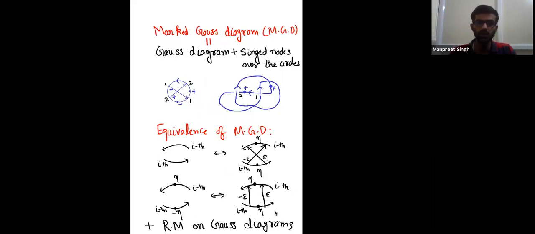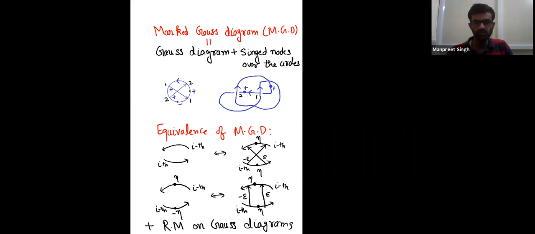Now I will define marked gauss diagrams, which I will abbreviate as MGD. These are gauss diagrams with additional information: we add some nodes which have plus or minus signs on the gauss diagram. Here is an example. We have this gauss diagram, and we add two nodes, plus and minus, with signs, and as we have done in gauss diagrams, we can draw a virtual knot diagram. We can similarly draw these kinds of diagrams here, and we name them marked virtual link diagrams.